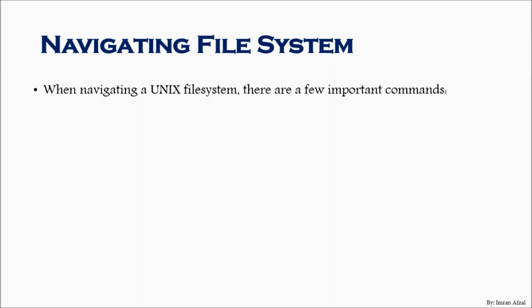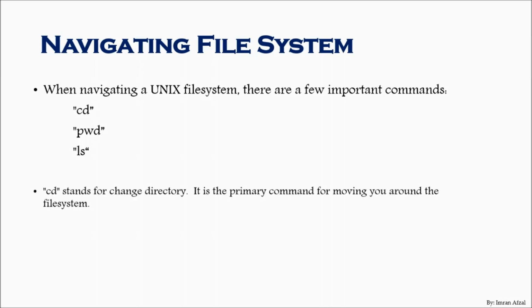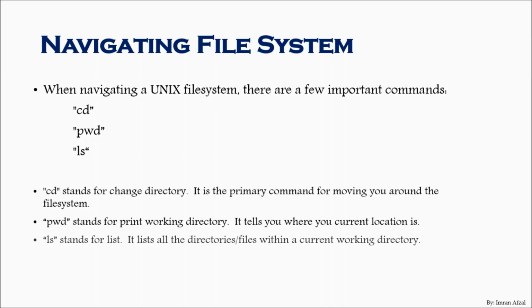When navigating a Unix file system, there are a few important commands. Again, the number one command is cd, which stands for change directory. Second one is pwd, which is print working directory, which tells you which directory you are currently in. And the third one is ls, which stands for listing, which lists the contents of your directory or folder. cd stands for change directory, pwd stands for print working directory, and ls stands for list. Now let's look at the real example.